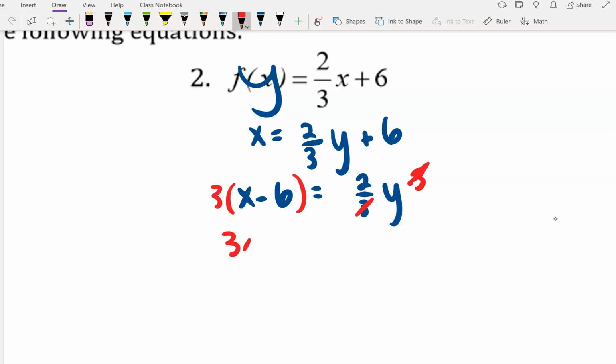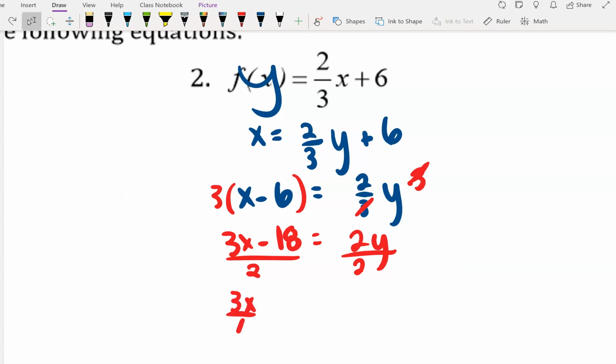So this will be 3x minus 18 equals 2y. Now I just divide everything by 2. If I divide this first one by 2, it's 3 halves x, 3x over 2. And then I can divide negative 18 by 2. That's just going to be negative 9. So I can separate those and divide each by 2 separately.